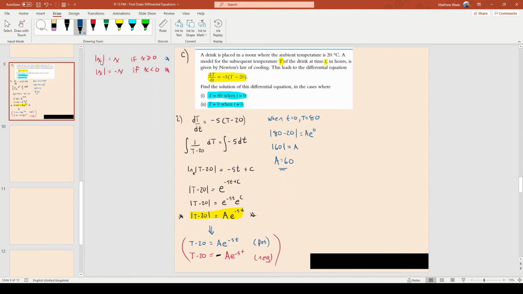And we ended up in the top scenario, which means we're going to end up here on the positive scenario, because we didn't actually have to switch the 60 over to being negative, which means we use the top variant of it. We use the positive variant of the modulus. So we're going to write this. We're going to write T take 20, without the modulus, is going to equal 60e to the minus 5t, and then just make T the subject. T equals 60e to the minus 5t plus 20, and that is your final answer.